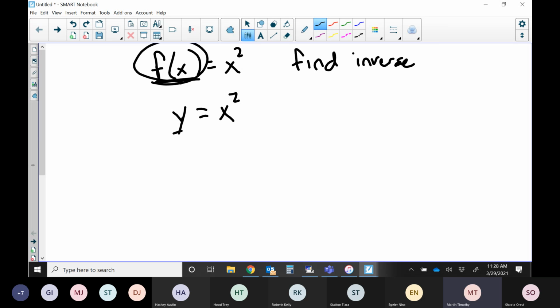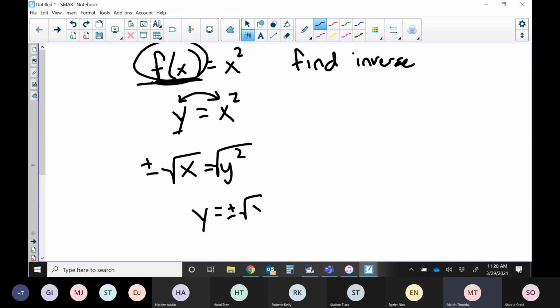So first step, change the f of x back to a y. Second step, switch the x and the y and nothing else. So this is going to read as x equals y squared. And finally, we're going to solve it for y again so that it says y equals. So we're going to undo squaring it by square rooting it. Who put the square root sign in? We did. So you put plus or minus. And so y equals plus or minus the square root of x.